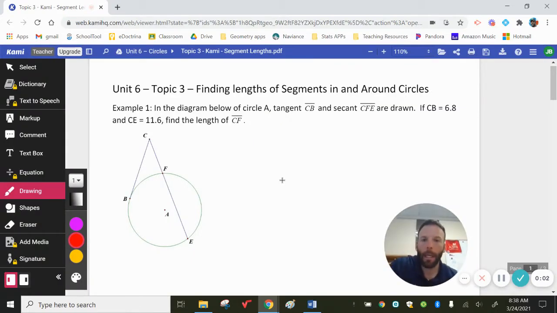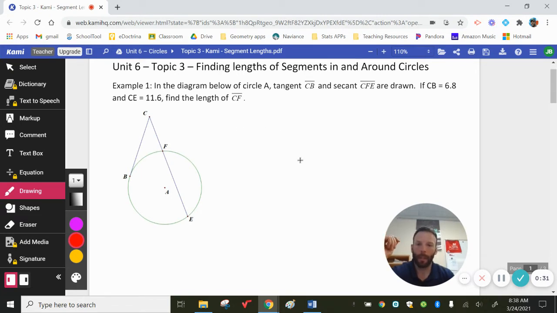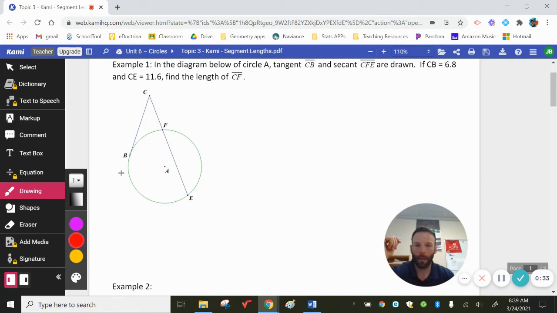Hello, geometry friends. We are going to talk about topic 3 today for Unit 6, about circles. In this topic, we're going to look at finding lengths of segments that are in and around circles. To do this, we're going to relate this back to something we learned two units ago with similarity, and we need to come up with a way to compare these segments in and around circles.